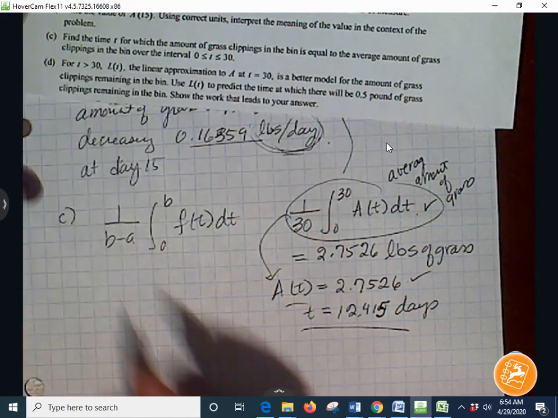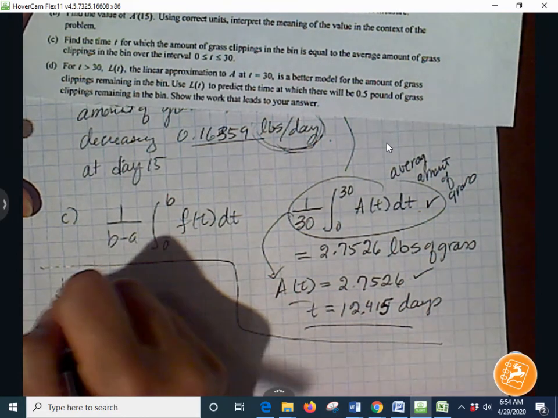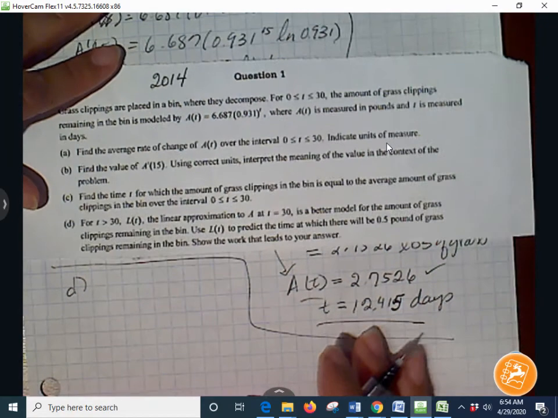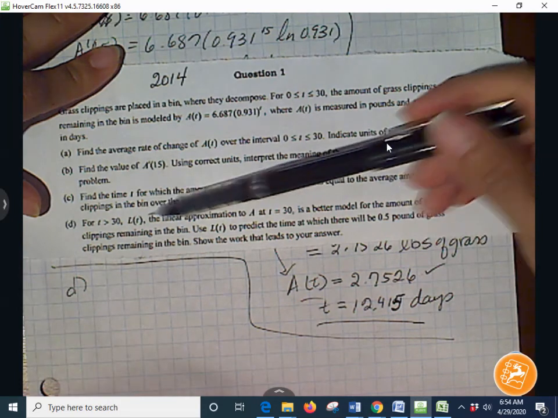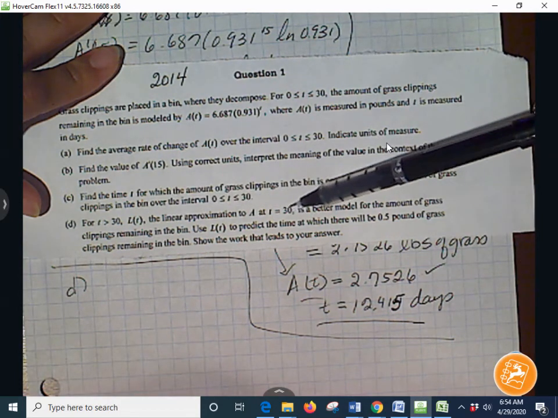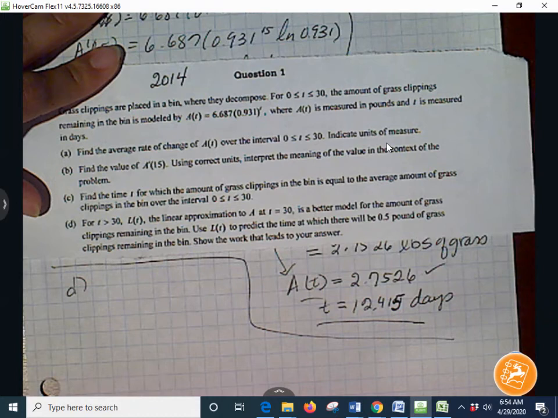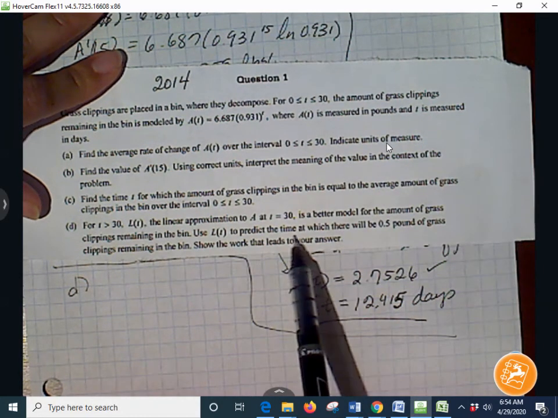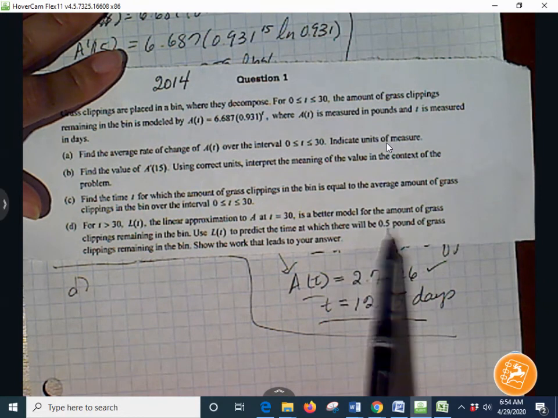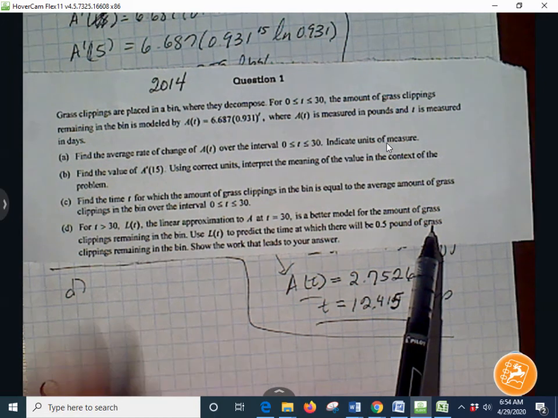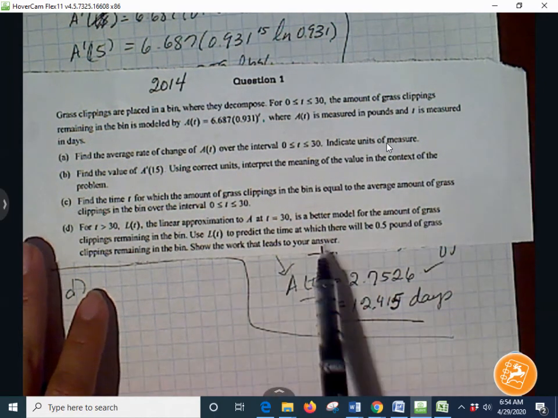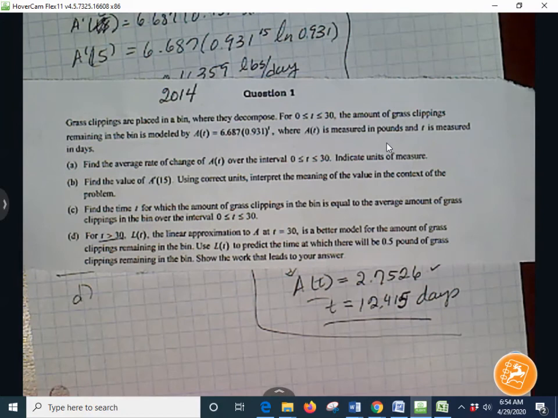All right, the last problem. For t greater than 30, L of t, the linear approximation to A at t equal to 30, is a better model for the amount of grass clippings remaining in the bin. Use L of t to predict the time at which there will be 0.5 pounds of grass remaining in the bin. Show your work. So this is talking about time greater than 30, and it says to use a linear approximation model.